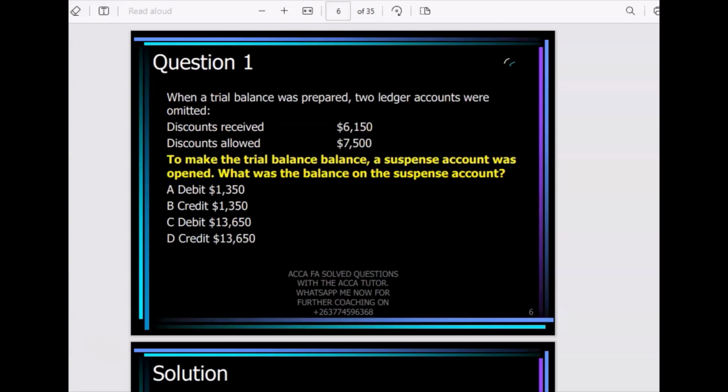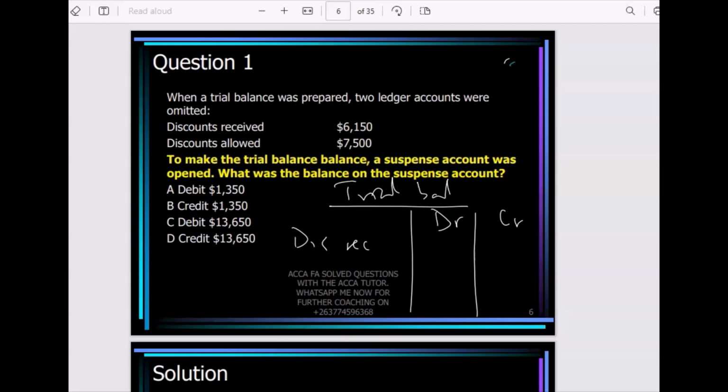Let me just try our trial balance. Okay, we've got the debit and the credit. These were the columns of our trial balance. We are told that the discount received was supposed to be 6,150, and discount received is recorded in the credit column.